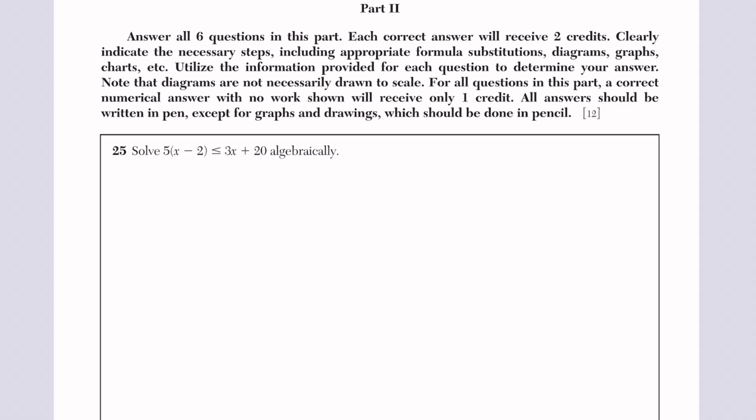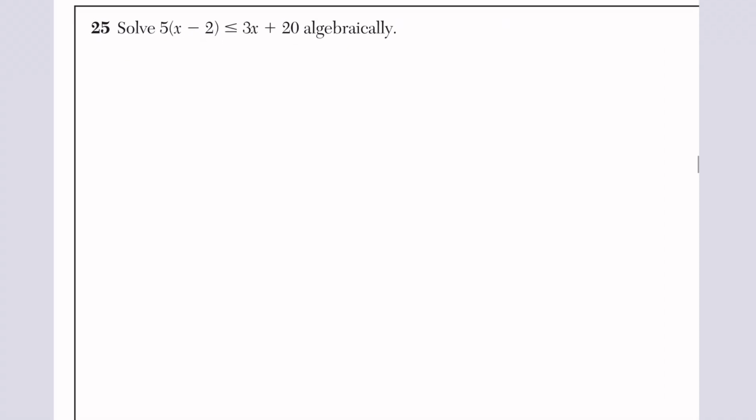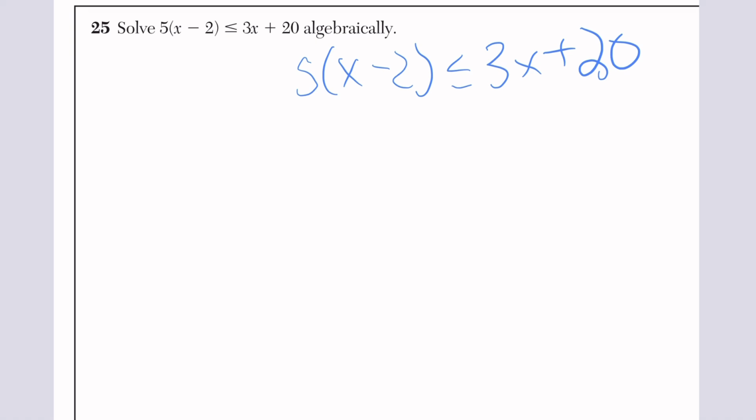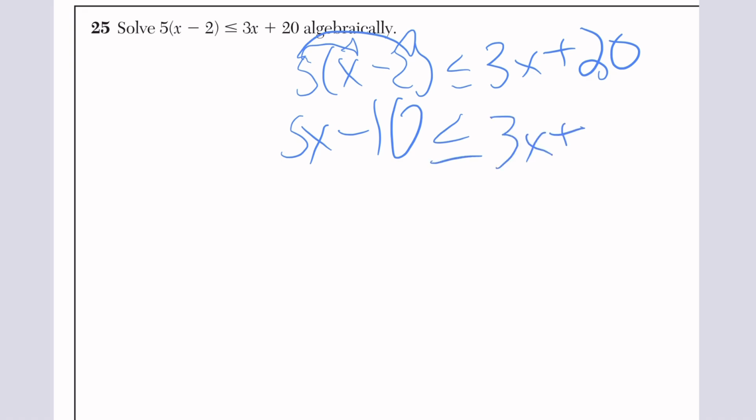Okay, the first question is solve this inequality algebraically. In this question, what I like to do is just copy down the expression, or what they're asking you. So I just copy down the whole thing. The main goal of these types of questions is to get x by itself. So first, I'm just going to distribute this side. So I get 5x minus 10 less than or equal to 3x plus 20.